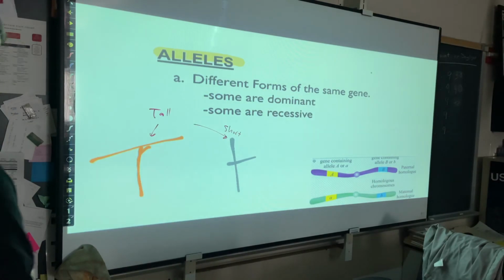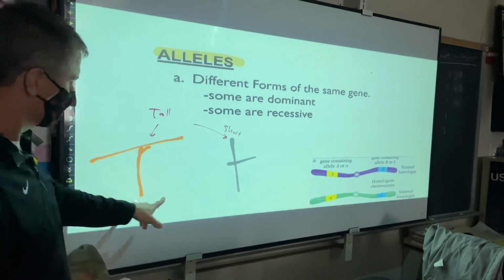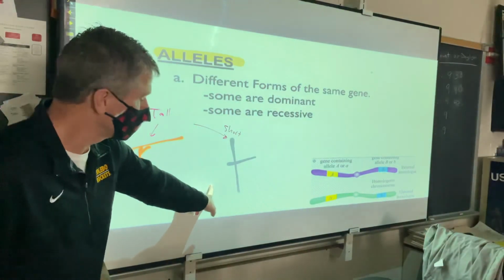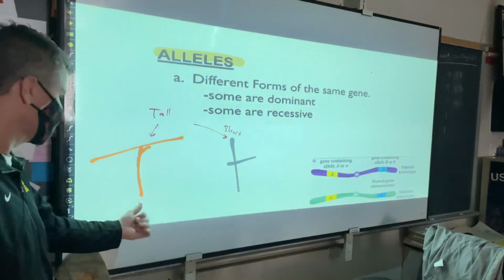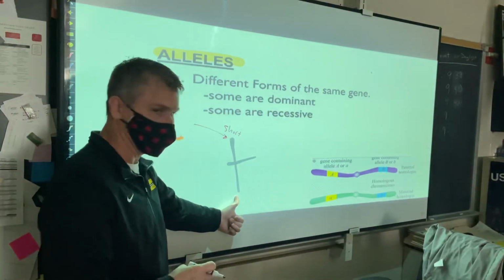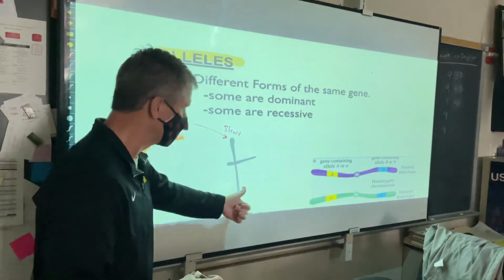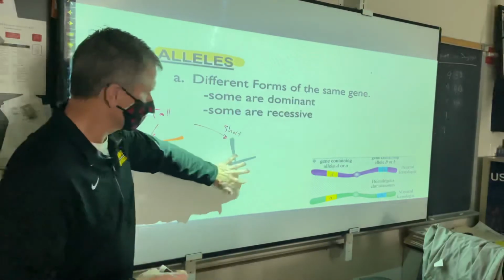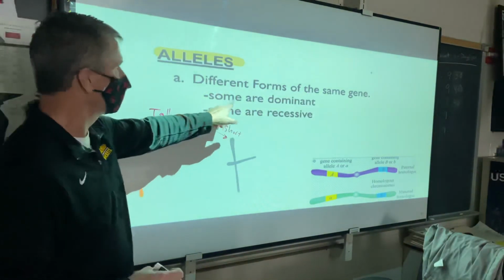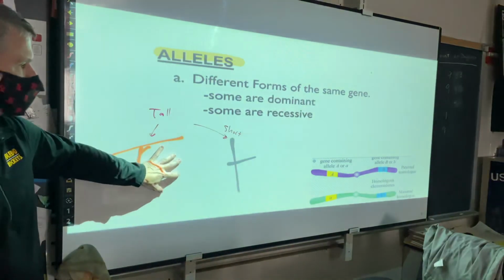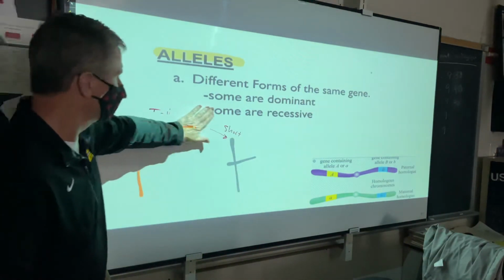So if you think about it, these are the same gene because they're expressing height. They're giving you your height, but they're different because this one will make you tall. This one will not make you tall. It depends on what your version of tall is. Okay? Some are dominant, some are recessive. And that's how you know they're different, because they're dominant or recessive. And we're going to get into this here in a second. Okay? Any questions so far?